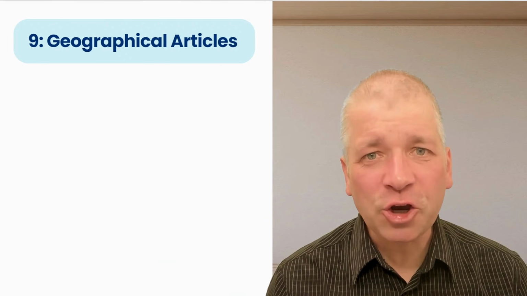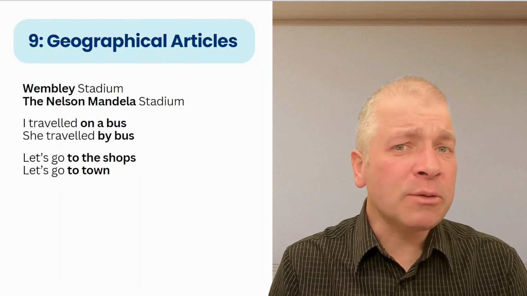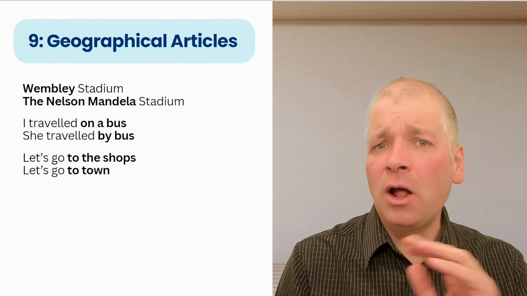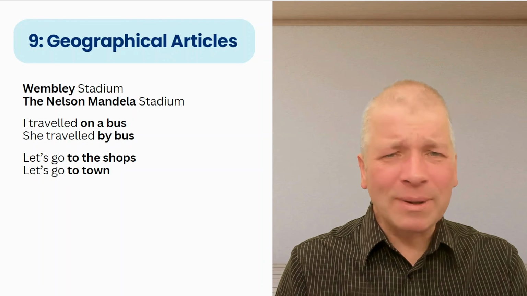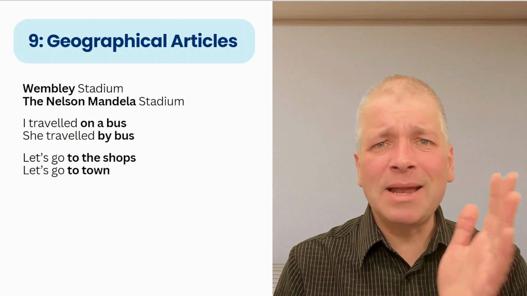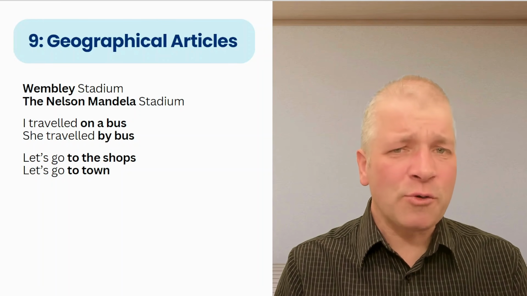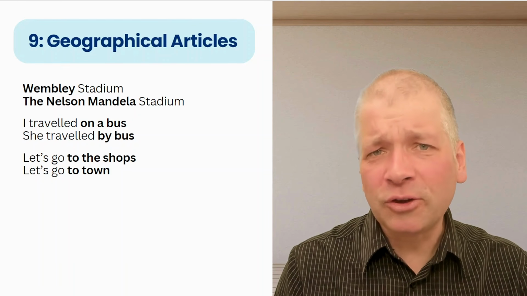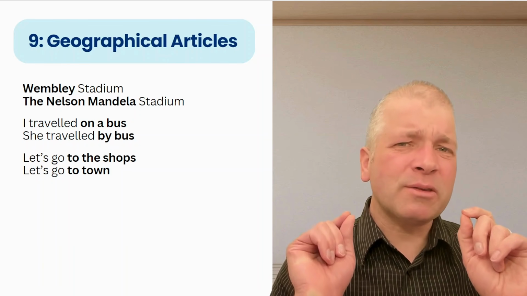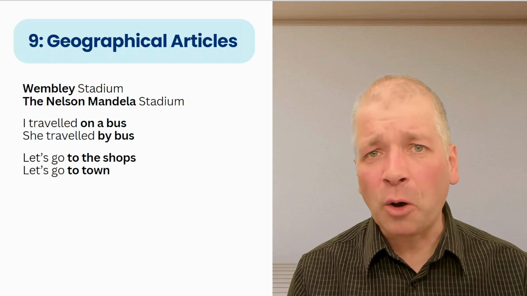9 is geographical articles. Have a look at the following and look at how the use of articles, a and the or zero article, is different. But why? Wembley Stadium, the Nelson Mandela Stadium. I travelled on a bus. She travelled by bus. Let's go to the shops. Let's go to town. These are just some of the complexities when it comes to using articles with geography.